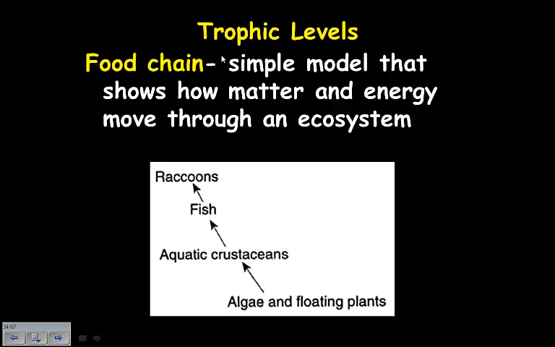Okay, feeding levels again. Let's look at this food chain. A food chain is a very simple model, that's the key. It's a very simple model that shows how matter and energy move through an ecosystem. So here we have our producers, primary consumers, secondary consumers, tertiary. It's a chain. Remember, think of a chain. It's got one link that leads to the next one, that's connected to the next one. So it's one single chain here.